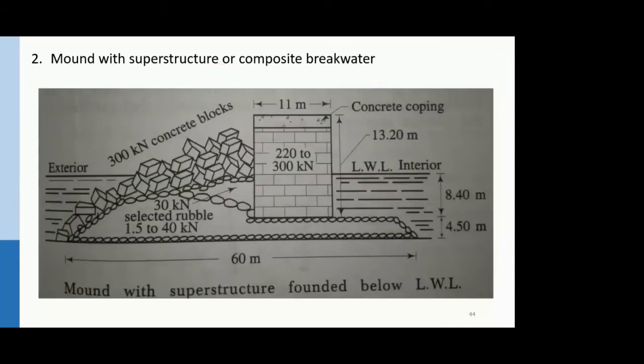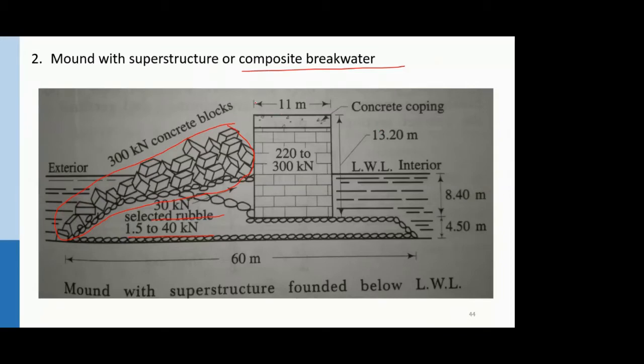This is another way in which you can have a composite breakwater. Again, you have a heap of rubble, then a constructed concrete wall with concrete coping, and on the sea side you have concrete blocks placed. In this type, they have utilized the concept of a heap or mound breakwater, in that rubble and concrete blocks are both used, and they have tried to provide a platform which is wide enough to be used.